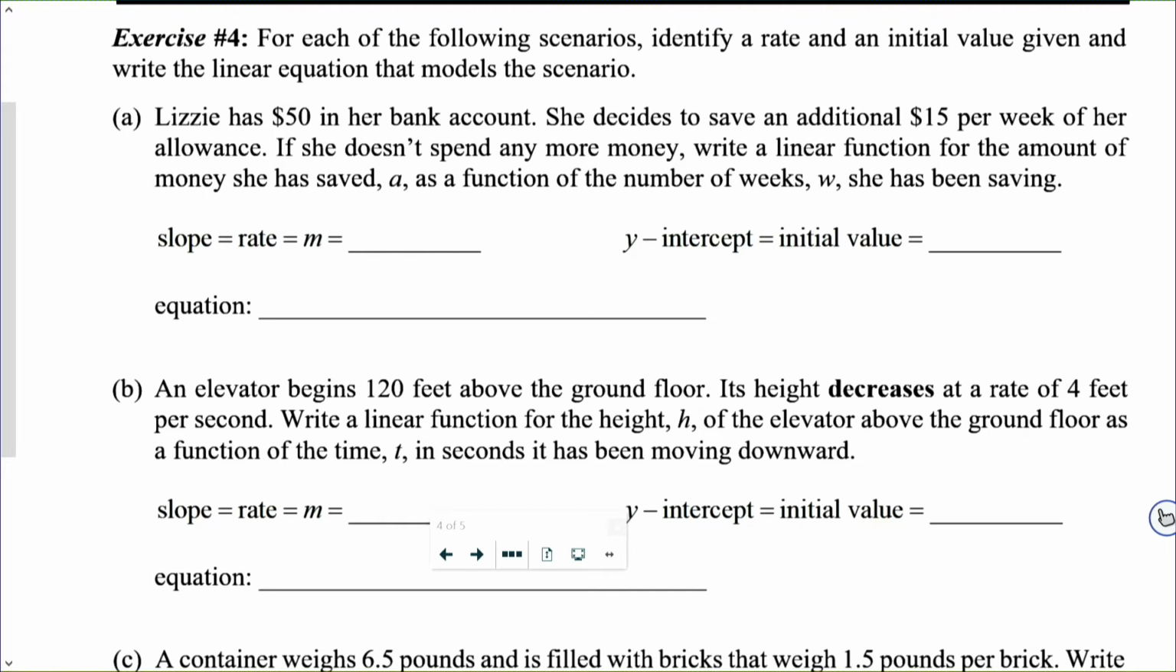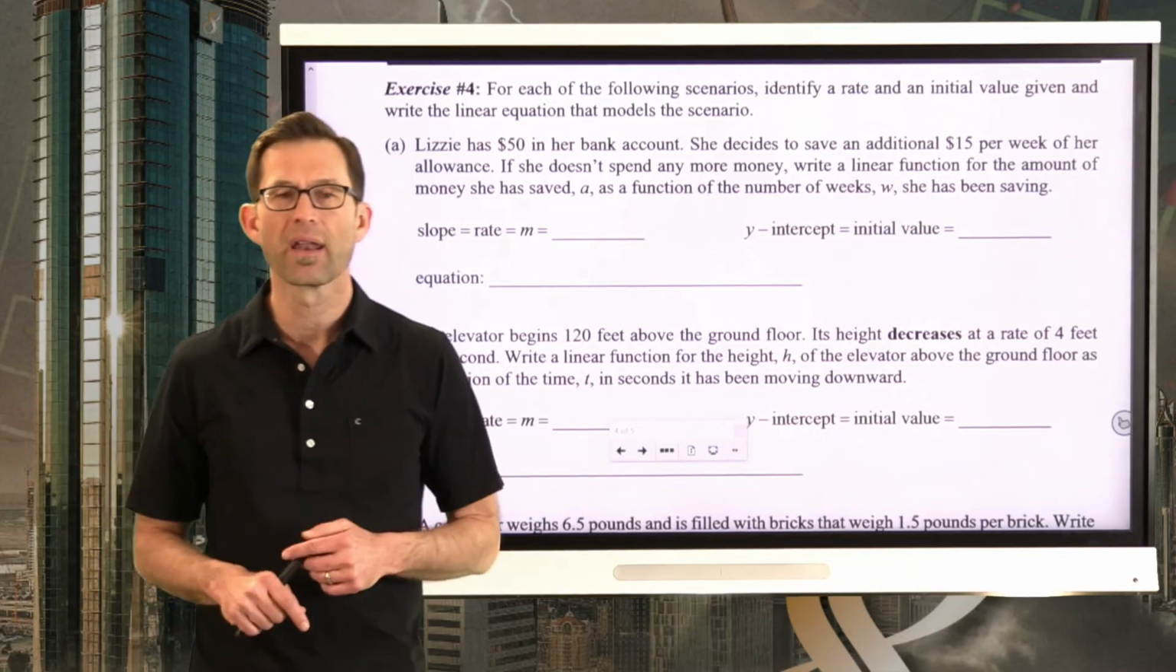I apologize. Letter A, Lizzie has $50 in her bank account. She decides to save an additional $15 per week of her allowance. If she doesn't spend any more money, write a linear function for the amount of money she has saved, A, as a function of the number of weeks, W, she has been saving. All right, so let's back out of this for a second.